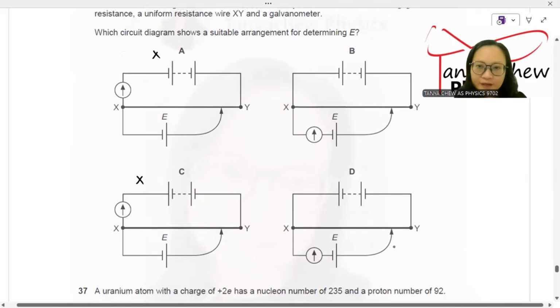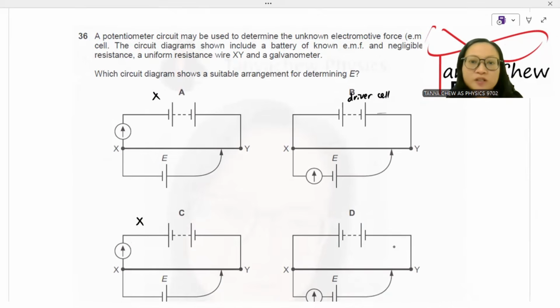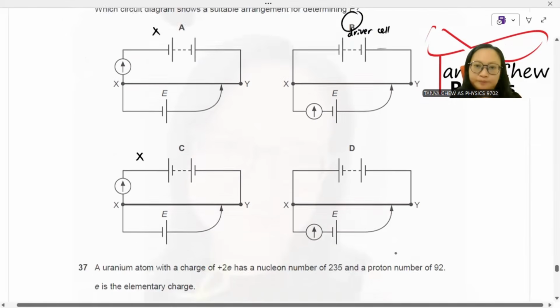And then the second thing is that when this is positive, this is called the driver cell. The driver cell positive must meet the positive of E. Right? So that is why B is the answer.